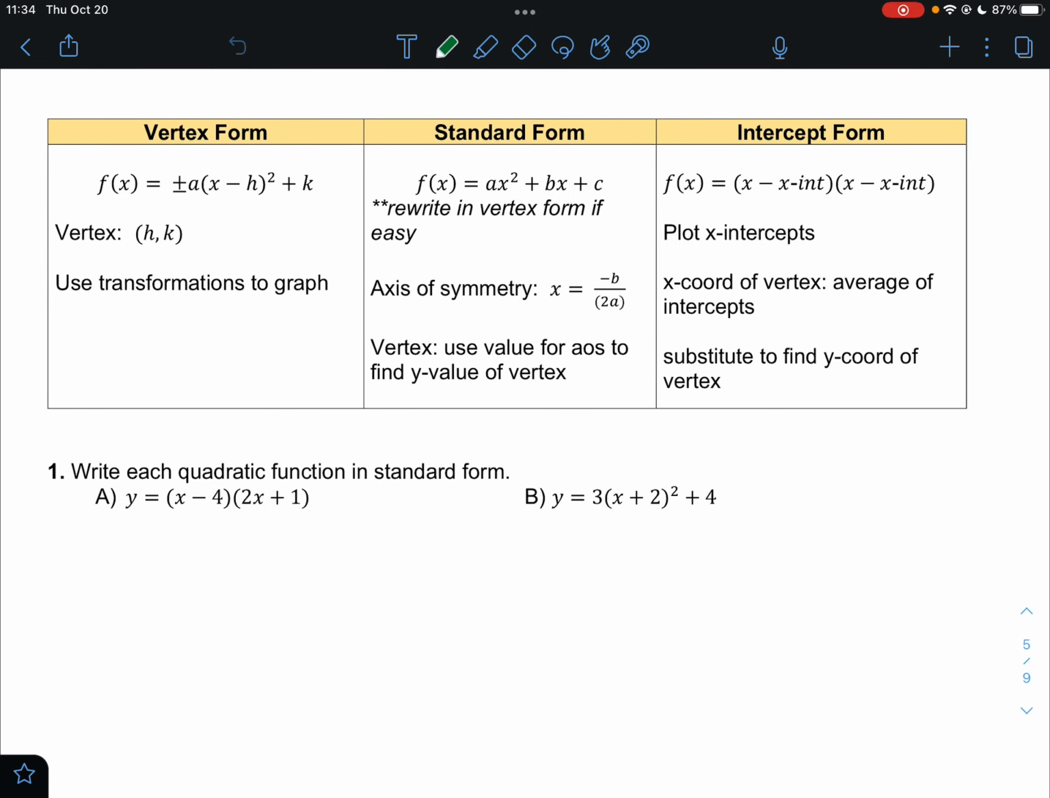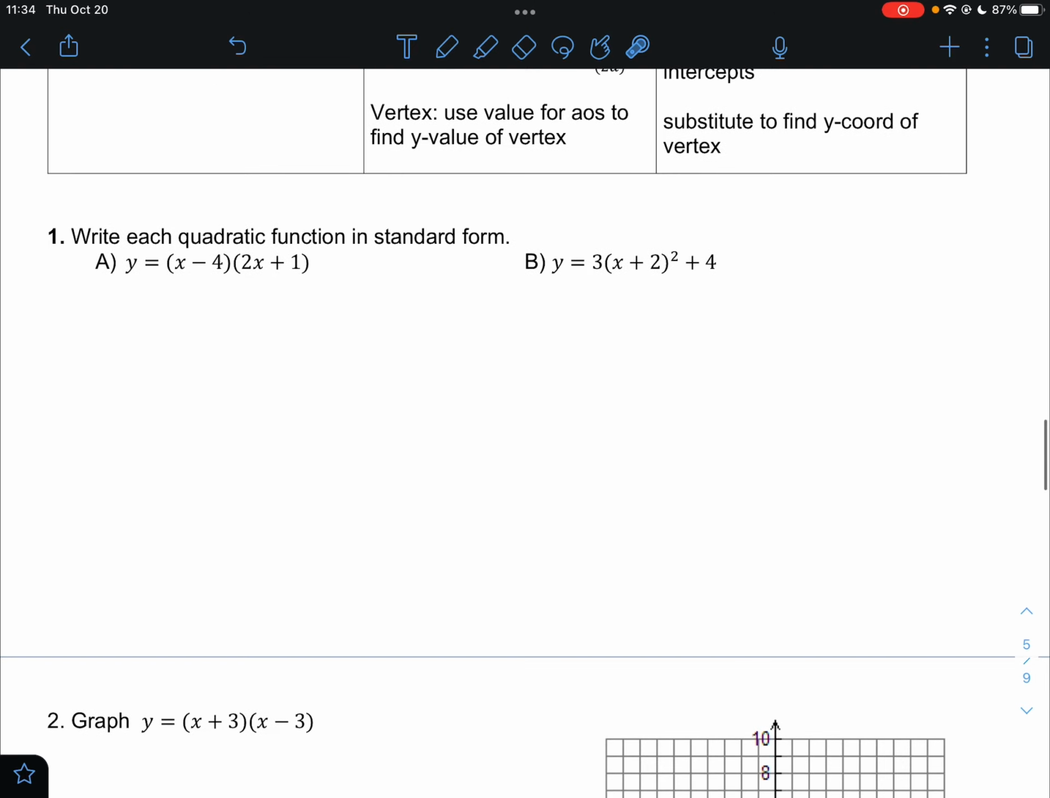They are vertex form. (h, k) is our vertex, and then we use transformations to graph that. We've been doing that for a while now. Standard form. If you can rewrite in vertex form, you can do that. If not, you can find the vertex like this. And then the x value of the vertex is also your axis of symmetry. And for intercept form, the two intercepts are easy to find. Plot those, and then the middle of those would be the x-coordinate of your vertex.